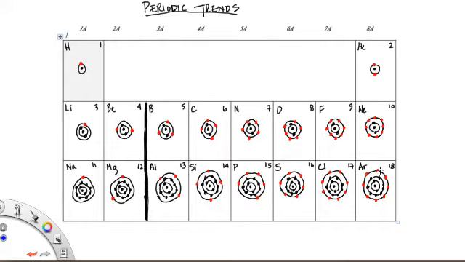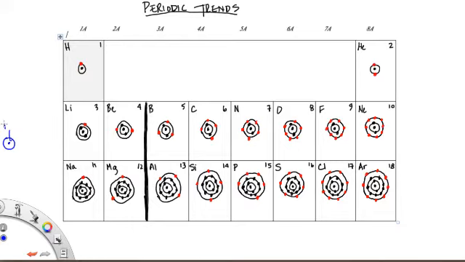Okay, so that's the relationship, and that's going to be important to us: the relationship between the group number and the number of electrons in the outermost energy level. Okay, the first thing we're going to talk about is atomic size, and we're going to refer to atomic size here in terms of atomic radii. The radius, or atomic radius, is the distance from the nucleus to the outer energy level of the atom.